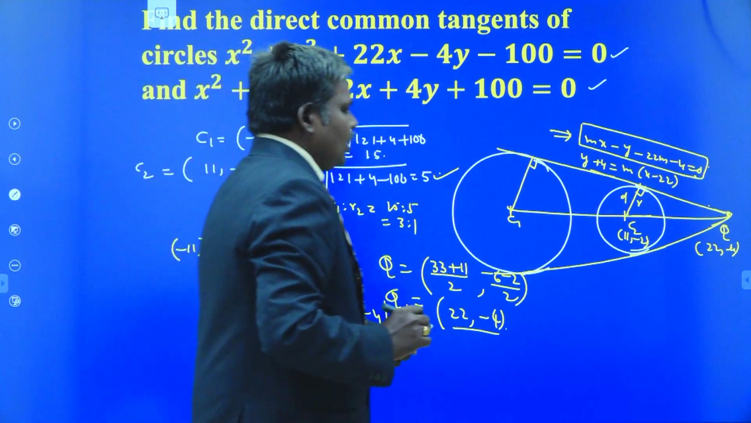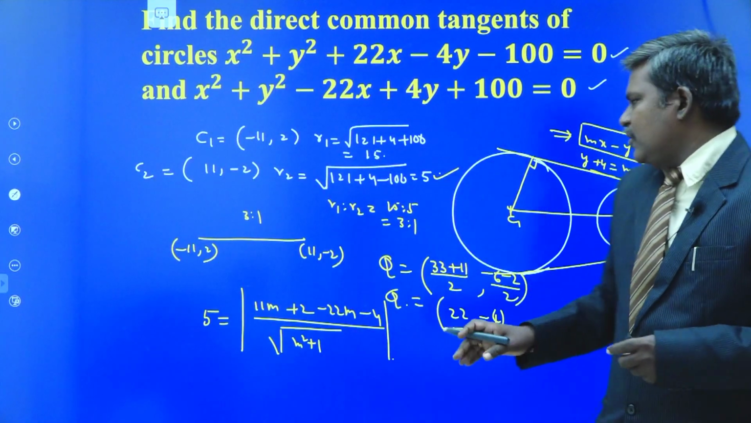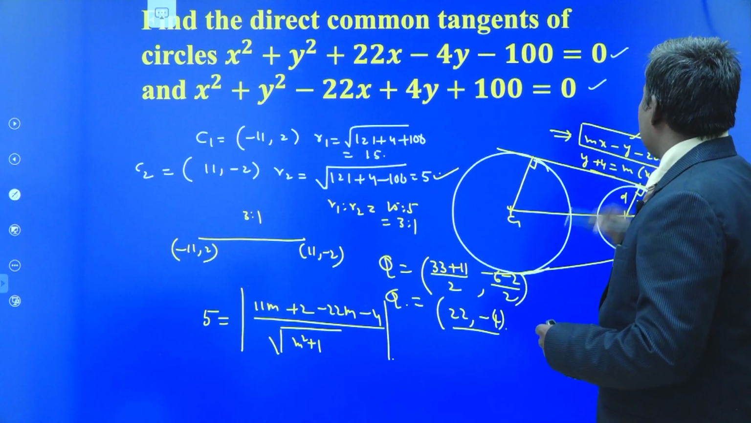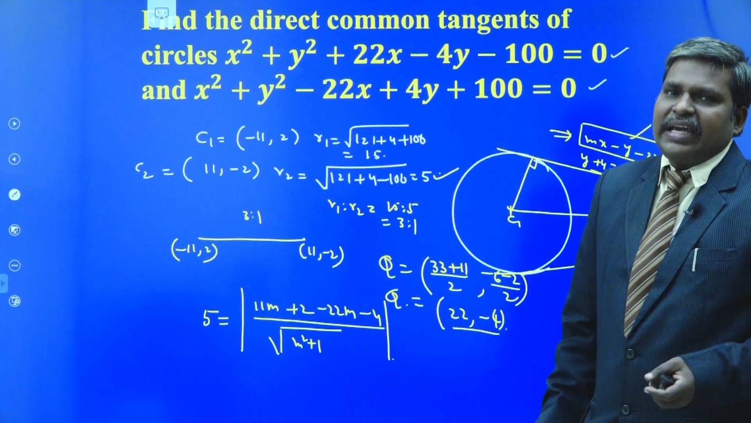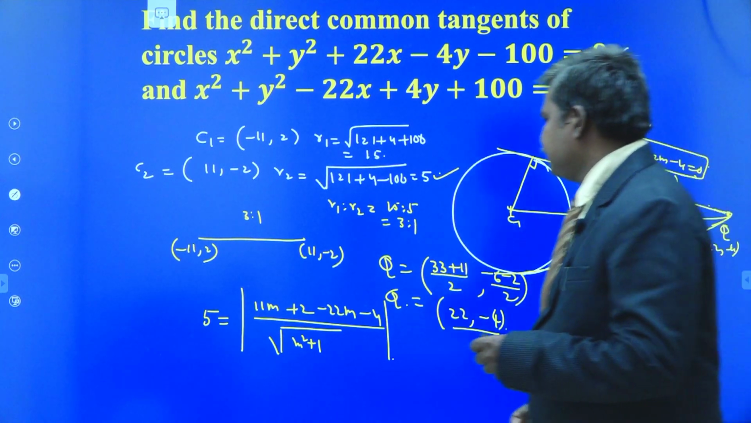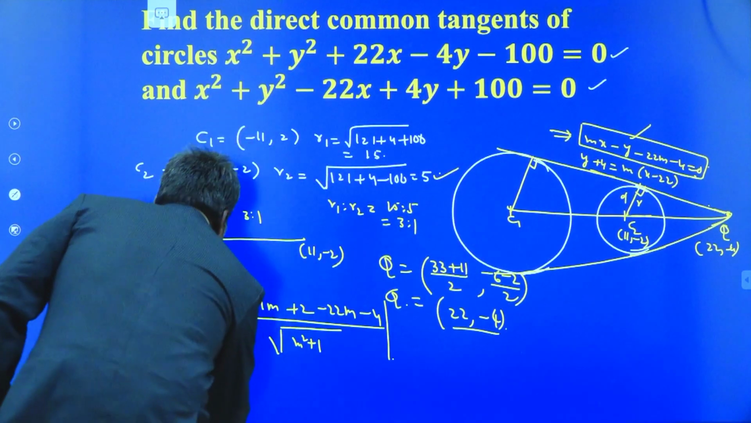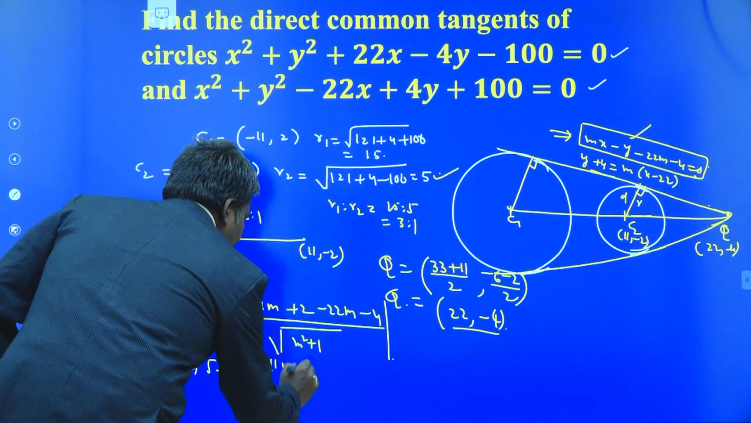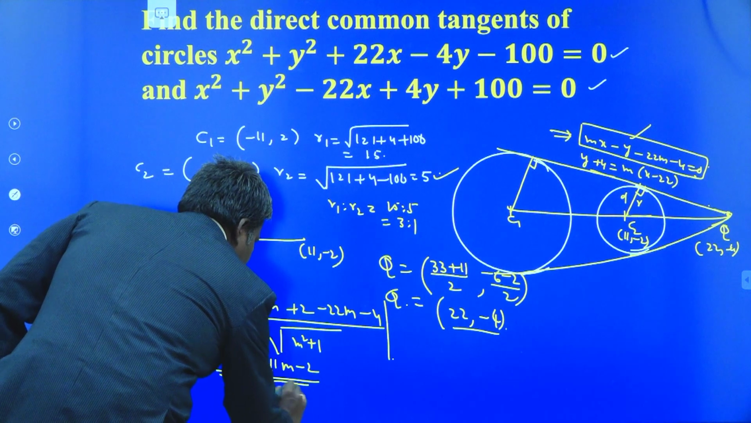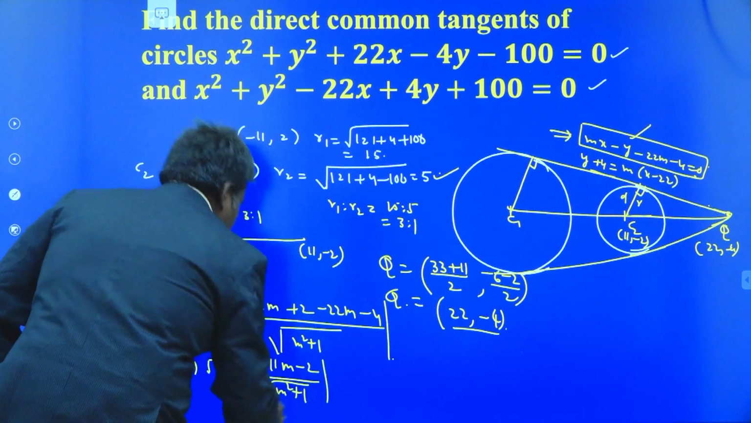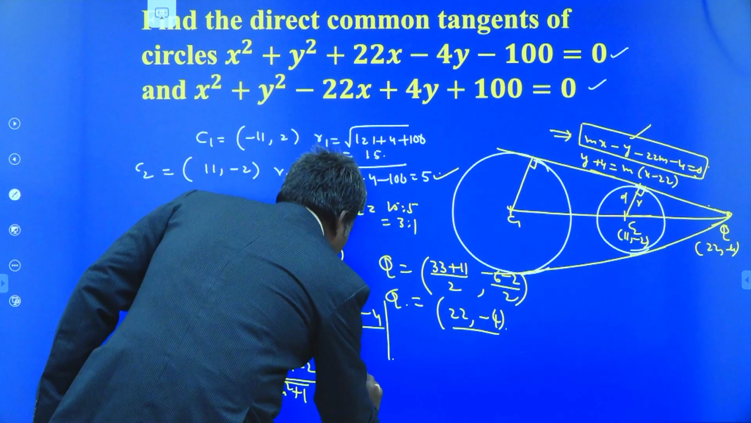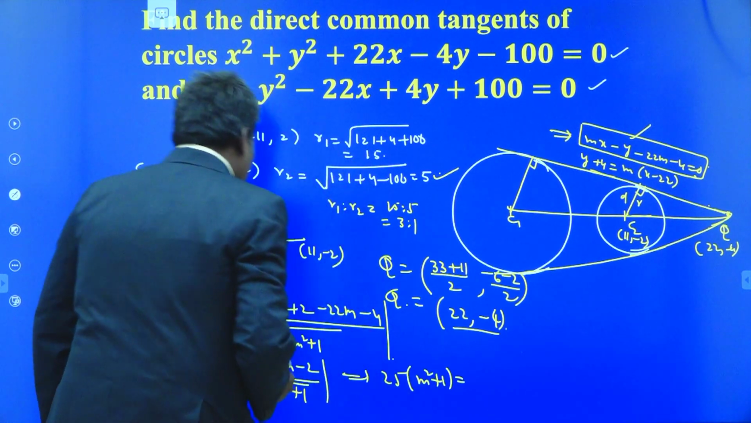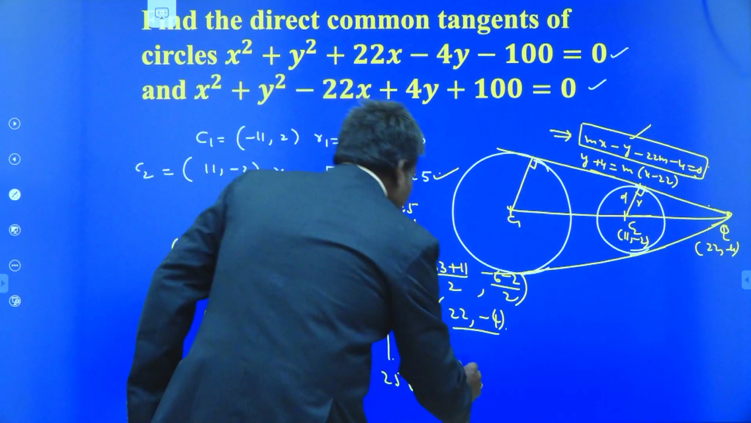This is the condition. After getting this condition, we can solve this equation and obtain the values of m. Then we put the values of m here itself, and we obtain the direct common tangents. That is my idea. So this is nothing but 5 is equal to the modulus of minus 11m minus 2 by root of m square plus 1. Squaring and cross multiplying, we get 25 times m square plus 1 is equal to 11m plus 2 whole square.